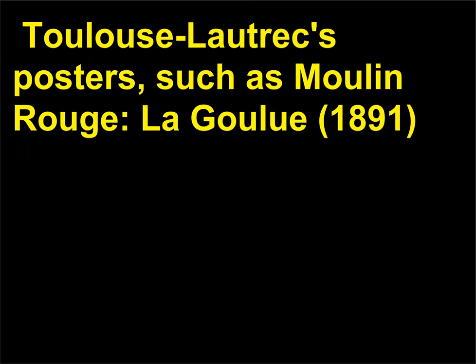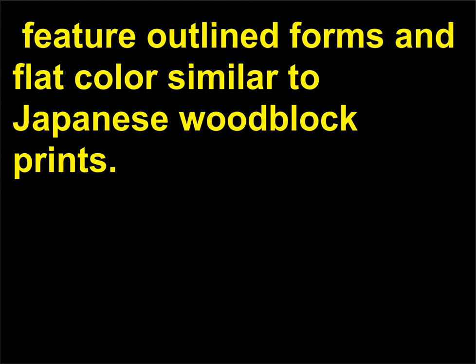Toulouse-Lautrec's posters, such as Moulin Rouge, La Goulue, 1891, feature outline forms and flat color similar to Japanese woodblock prints.